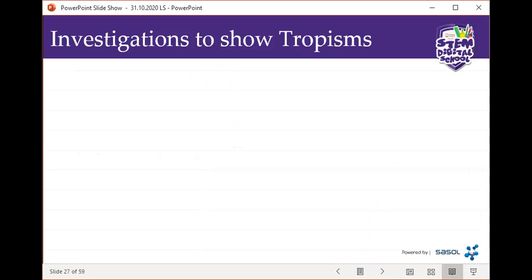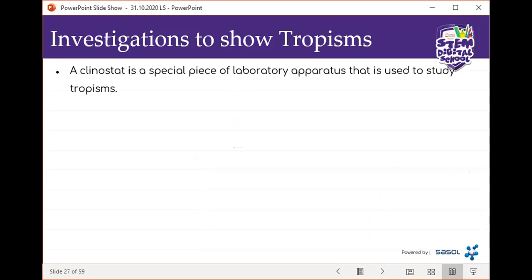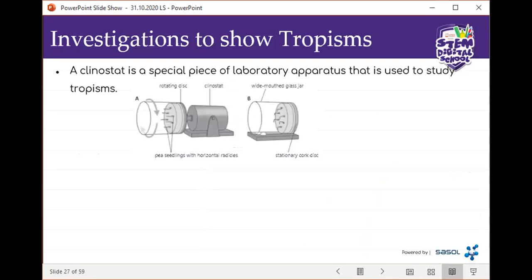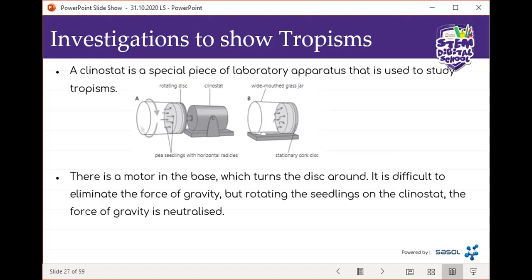Right, let's look at investigations to show tropisms. A clinostat is a special piece of laboratory apparatus that is used to study tropism, and here we have the clinostat. We also have the rotating disc. Inside the clinostat, we have pea seedlings with horizontal radicles, and we also have a wide-mouthed jar, right? And the stationary cork disc, which is attached to the clinostat. Firstly, the wide-mouth glass jar is attached to the rotating disc and then to the clinostat. Now there is a motor in the base which turns the disc around.